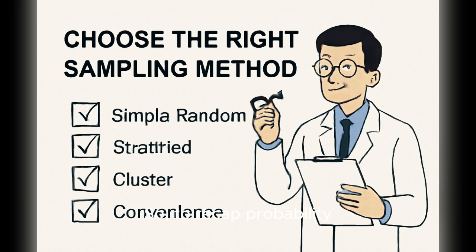So to recap probability sampling, it's random, it allows you to generalize your findings, and it's the most rigorous approach. But it can also be expensive and time-consuming.